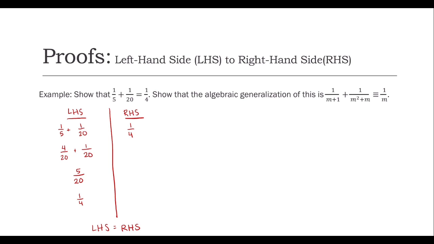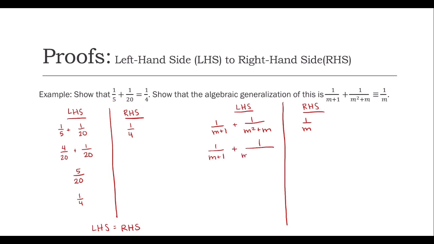We'll do the same thing with our algebraic generalization. We'll write our left-hand side and separate it from our right-hand side. So we'll have 1 over m plus 1 plus 1 over m squared plus m equals 1 over m. We're going to solve our left-hand side because that's the one that we're going to be able to simplify. So we'll factor out m from our second fraction. So our denominator will become m times m plus 1.